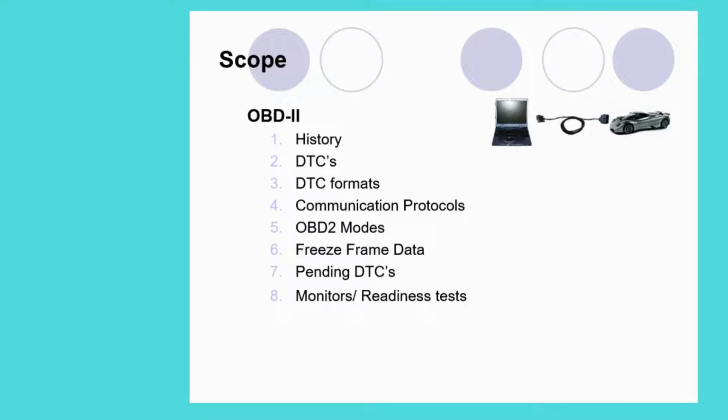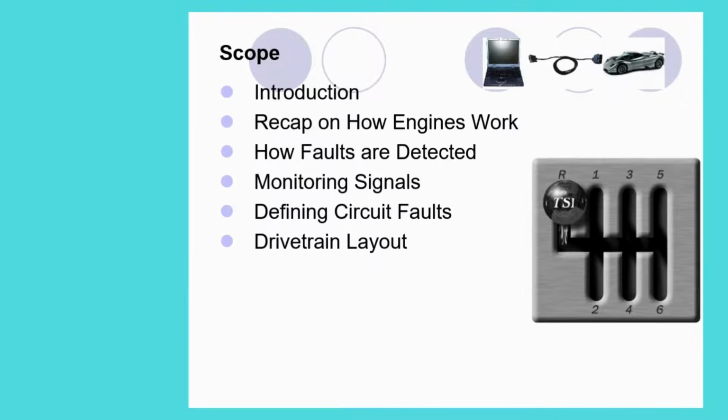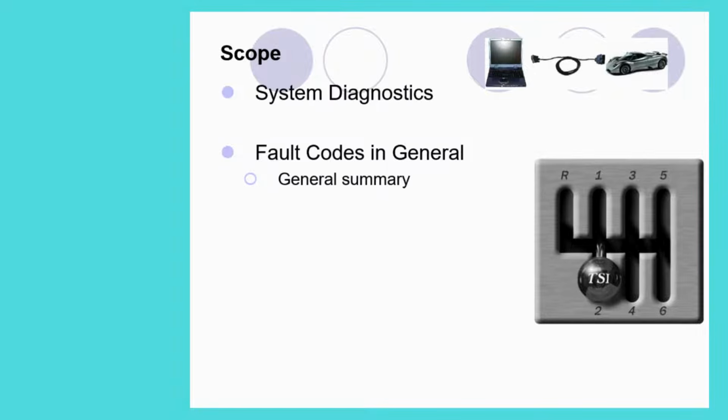Under OBD2, we will look at the history of OBD2, DTCs, DTC formats, communication protocols, OBD2 modes, freeze frame data, pending DTCs, monitors, and readiness tests. For the advanced part of the course, we will recap on how engines work, we will look at how faults are detected, we will look at the monitoring of signals, we will define circuit faults, and we will look at drivetrain layout. We will also look at system diagnostics, fault codes in general, and then finish off with a general summary.